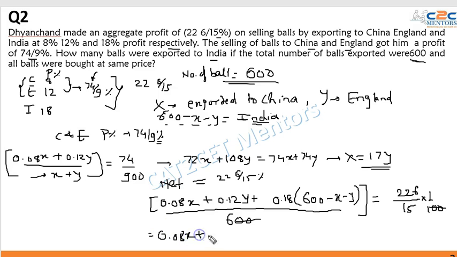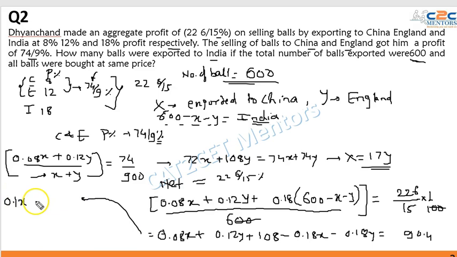0.08x plus 0.12y plus 108 minus 0.18x minus 0.18y. This is equal to 90.4. You might simplify this equation with your own method, not a problem, but you should arrive at the same solution. That's all that matters. So on simplification, 0.1x plus 0.06y is equal to 17.6.